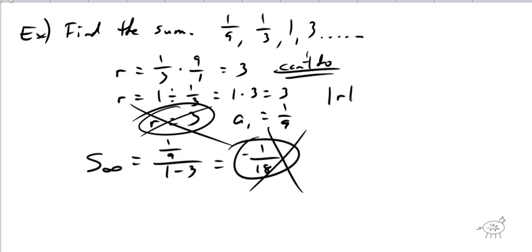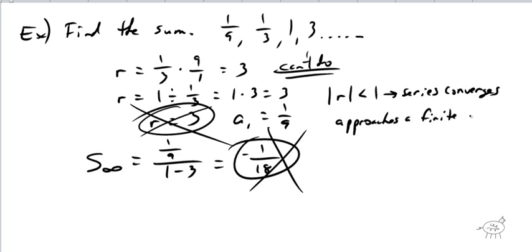If the absolute value of r is less than 1, which is what we talked about, we say the series converges. All right, so converges basically means it approaches a finite number. So let's write that down here. It approaches a finite number. Okay? So that's why it works for the first two examples: it actually approaches a certain number.